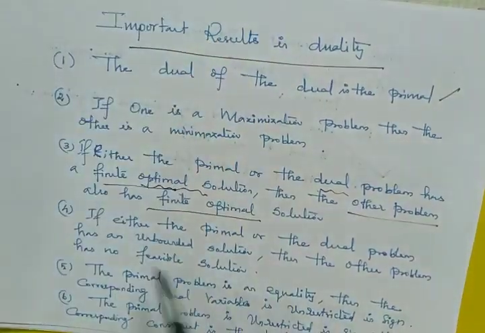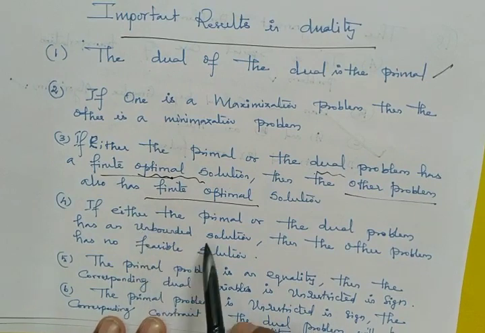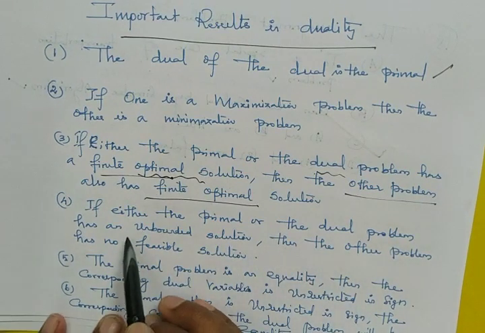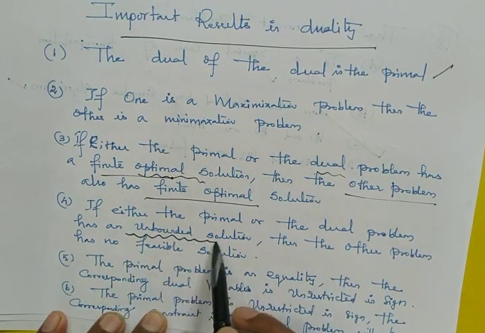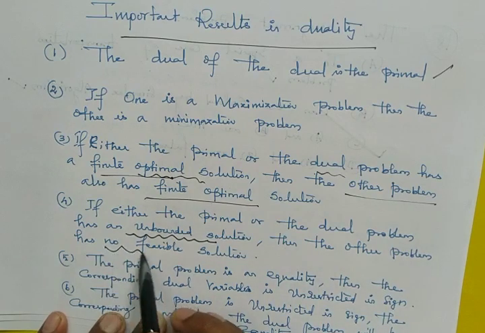Okay, now the next one. See here, next one. If either primal or dual problem has an unbounded solution, then the other problem has no feasible solution.